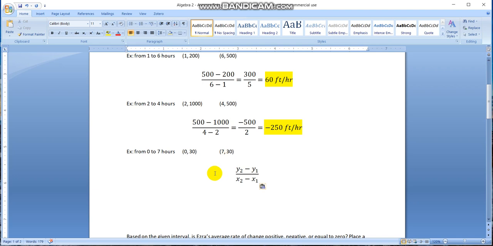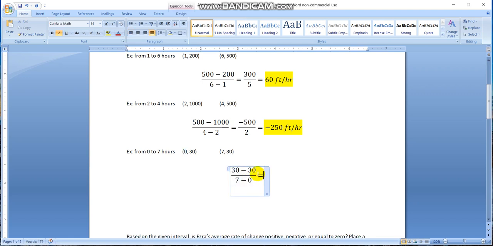what you would do to calculate this is, so same idea. This is y2. So y2 is right here. That's 30. y1 is going to be this. So that's going to be right there, 30. x2 is this value, so 7. x1 is that value, so that's going to be 0.